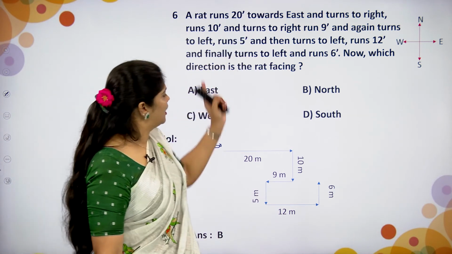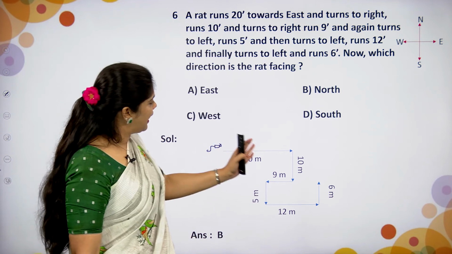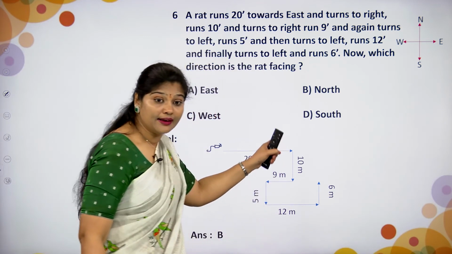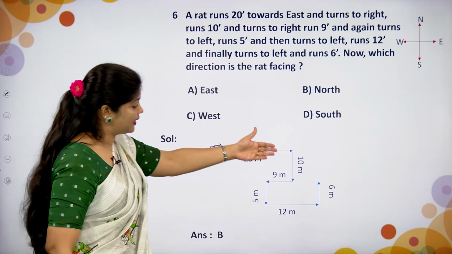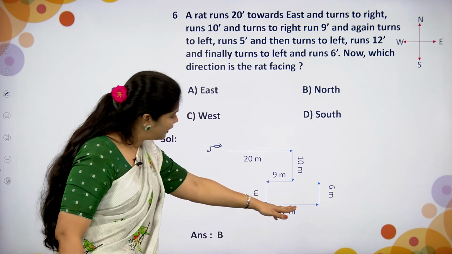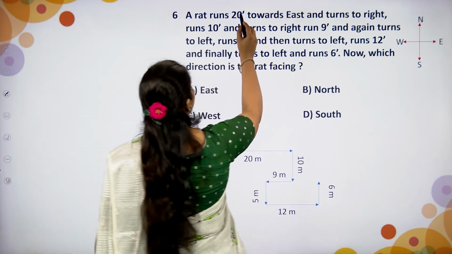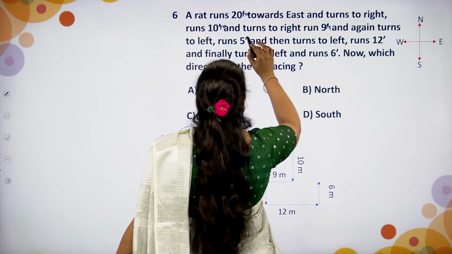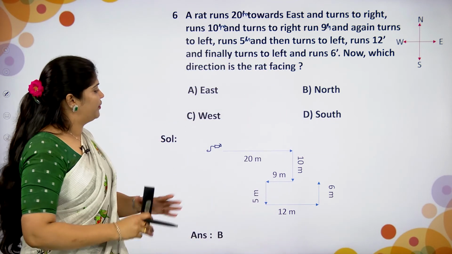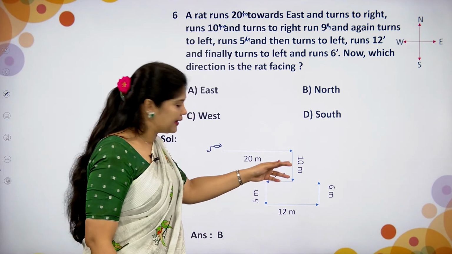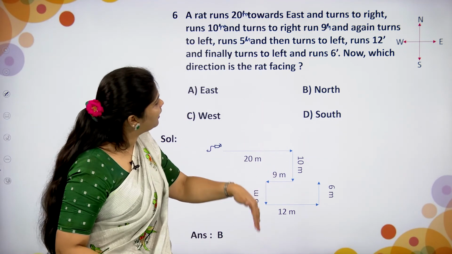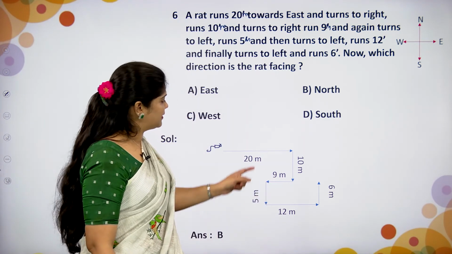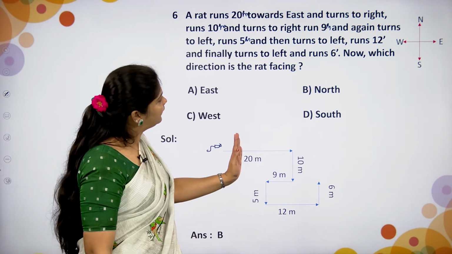The rat runs 20 meters towards the east direction, and again the rat takes a right direction, that is 10 meters. Again the rat takes 9 meters. And again the rat takes a right direction, that is 10 meters. Again from there the rat takes a right direction, so that is 9 meters.